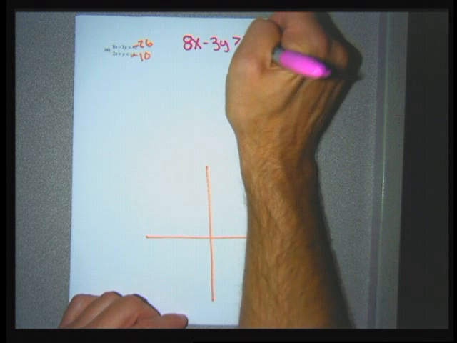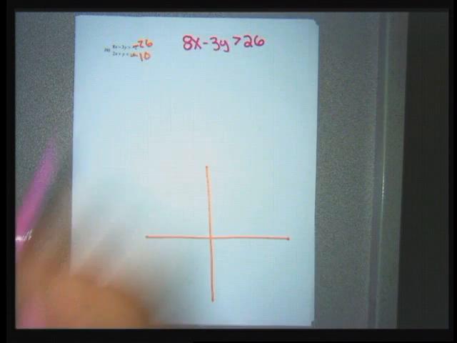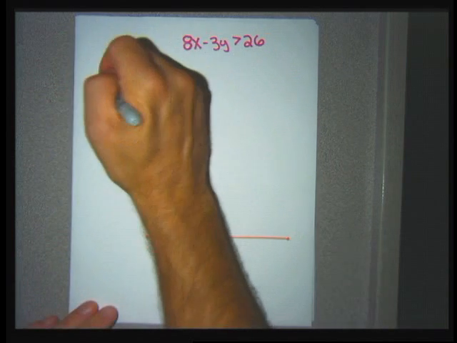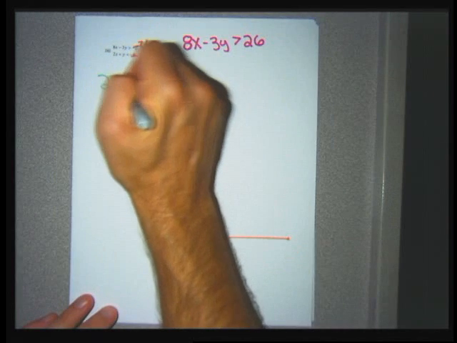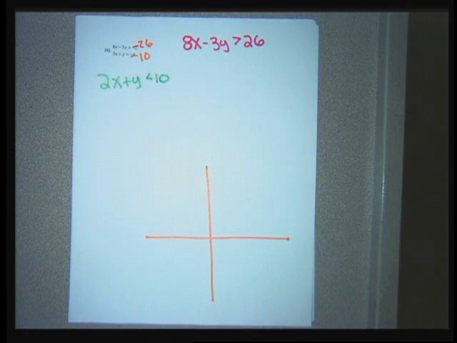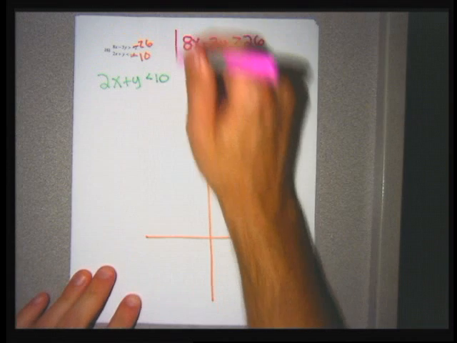So I'm changing the top one to be 8x minus 3y is greater than 26, and the bottom one to 2x plus y is less than 10. Why I pulled out the multicolors is I'm going to do each one of these separately, and then I'm going to darken or indicate where the shadings overlap. So I'm going to treat this as two different problems. I'm going to draw them on the same graphs.